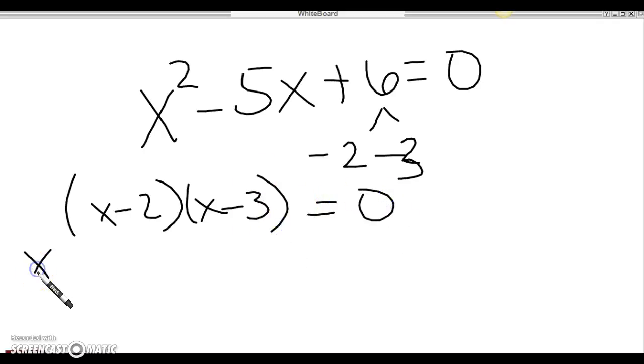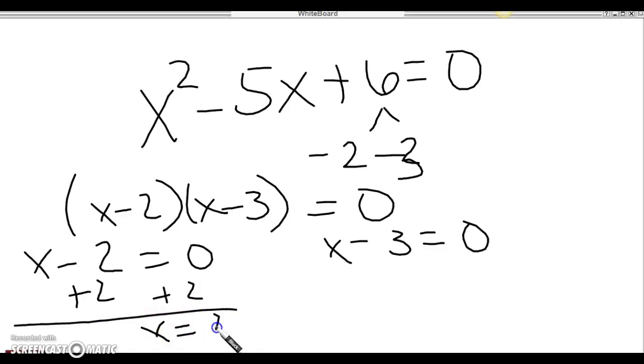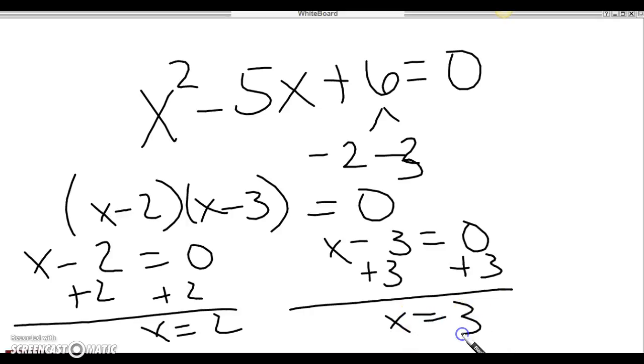So now I have two products, so I can take both of those and set them equal to 0. I'm going to solve for x for both of them. For the first one I'll add 2, and I get x equals 2. Here I'll add 3, and I get x equals 3. So my two solutions are x equals 3 and x equals 2.